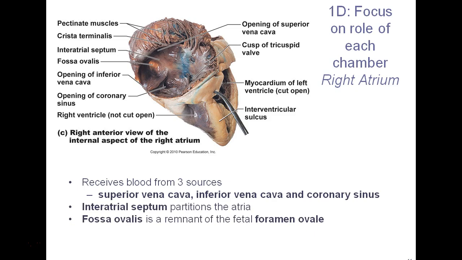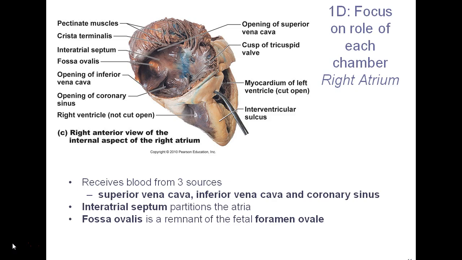In addition, there's a structure called the fossa ovalis. This fossa ovalis is a remnant of a structure called the foramen ovale that's present in the fetus. This foramen ovale is an opening that allows blood to shunt from the right atrium to the left atrium, thus bypassing the fetal lungs.